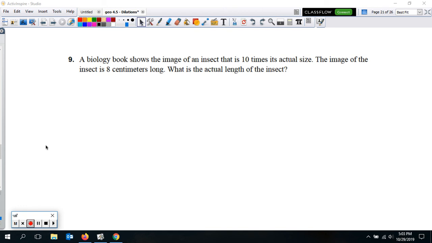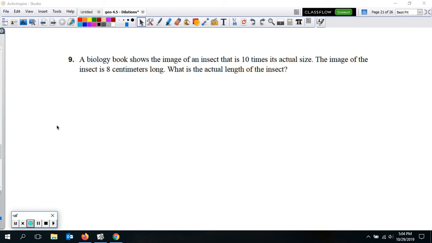All right, our last problem, number 9. A biology book shows the image of an insect that is 10 times its actual size. That 10 times is a very important number, that's going to be our scale factor. The image of the insect is 8 centimeters long. You can measure the book and see that it's 8 centimeters long. What's the actual length of the insect?